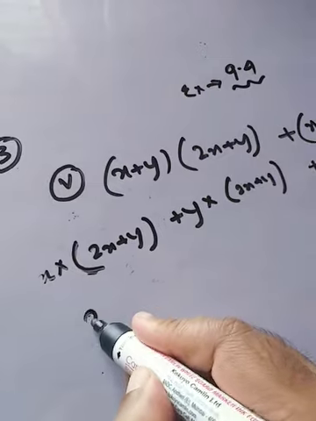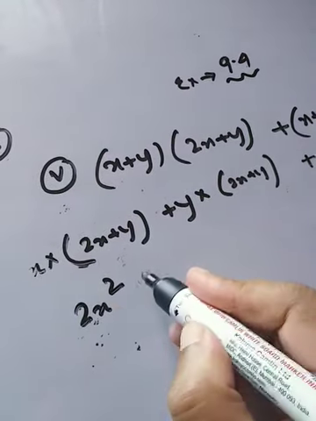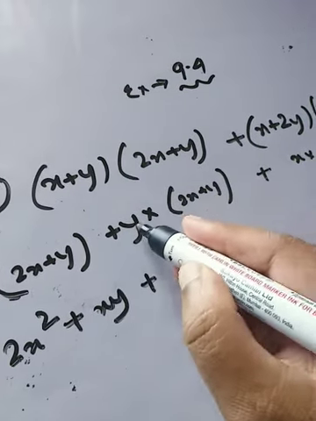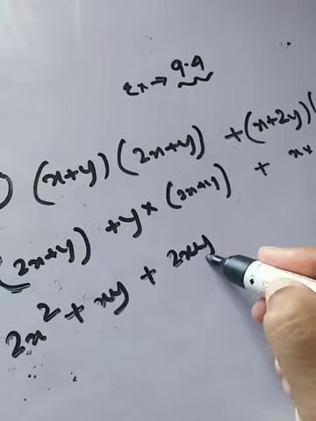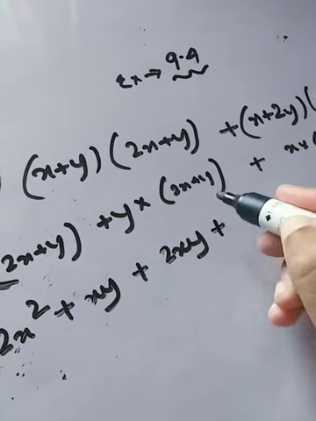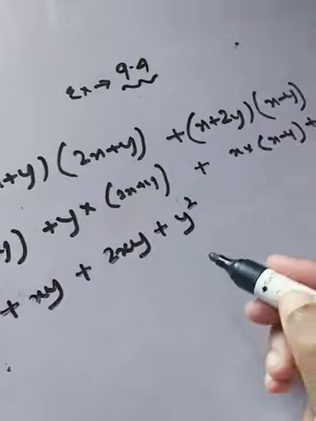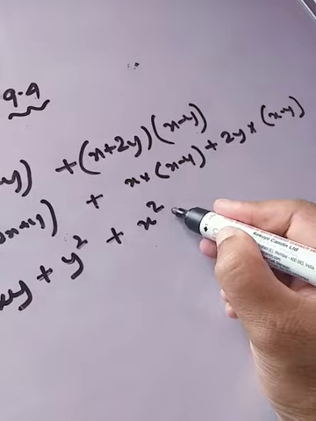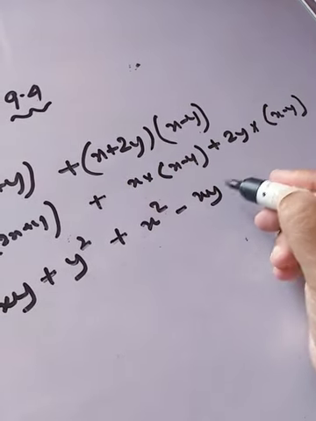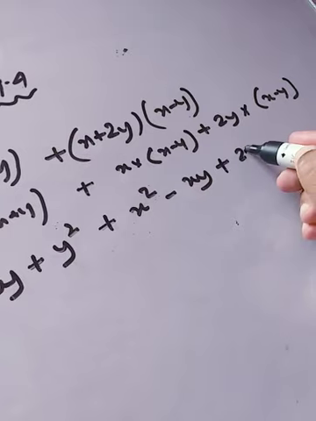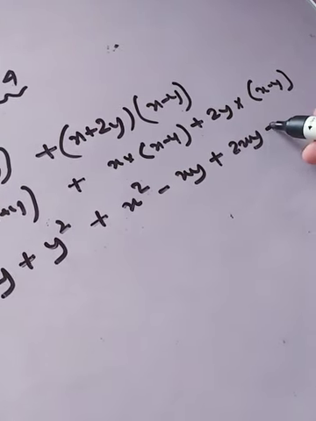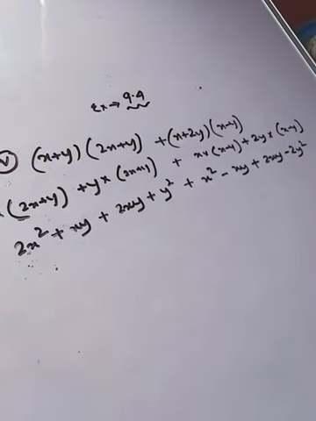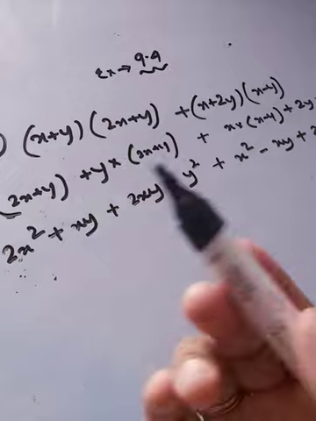So x into 2x square, plus x into y, xy. Now y into 2x, 2xy, plus y into y, y square. Now this x into x, x square, minus x into y, xy, 2y into x, 2xy, minus 2y into y, 2y square. So finally we have done the multiplication. Now we bring all the like terms together, that is x square with x square, xy with xy.